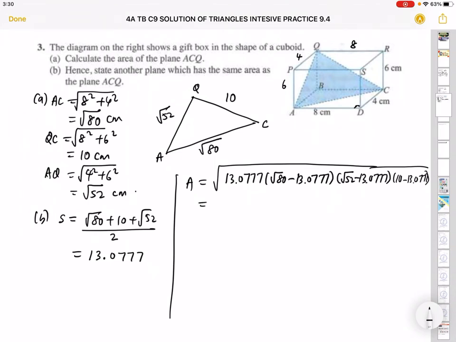I got 31.241. Okay, you can also use the cosine rule to find, let's say, this angle, and then you use the area of a triangle, half ab sine C, right? That is also applicable, right?